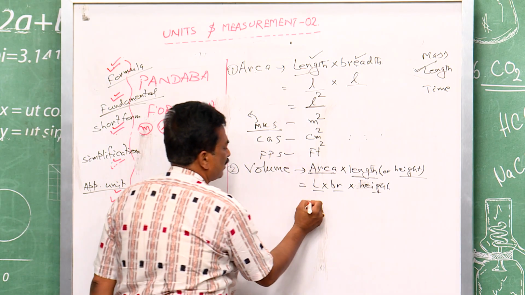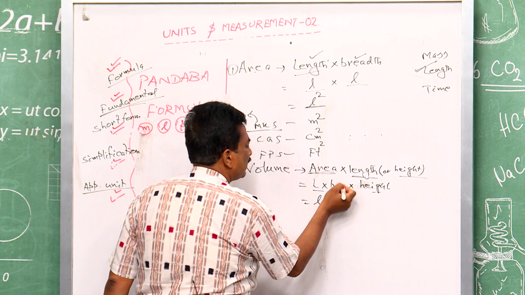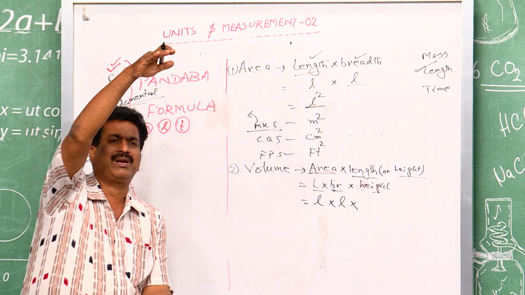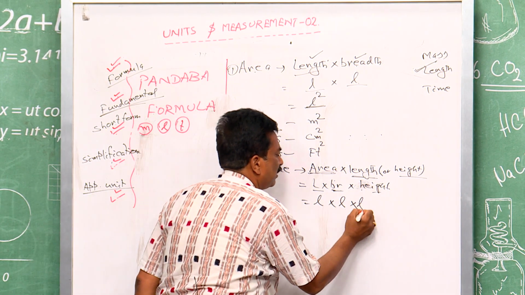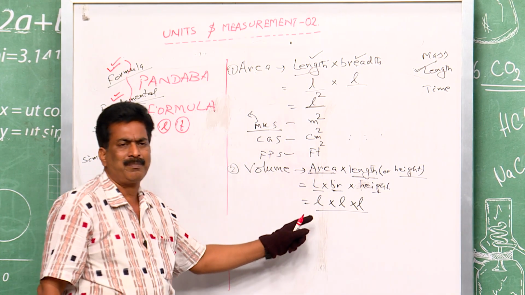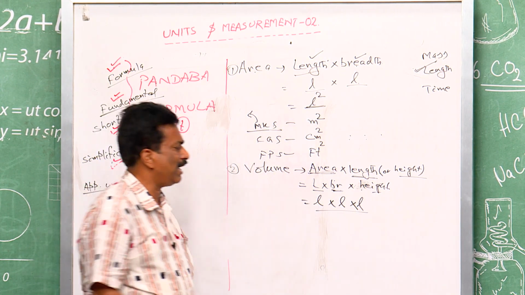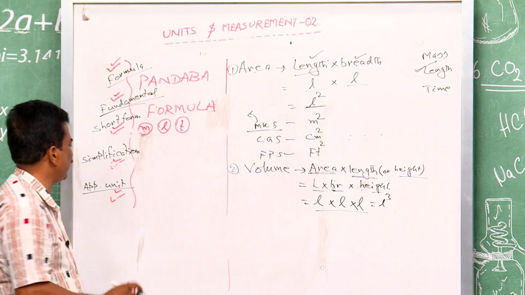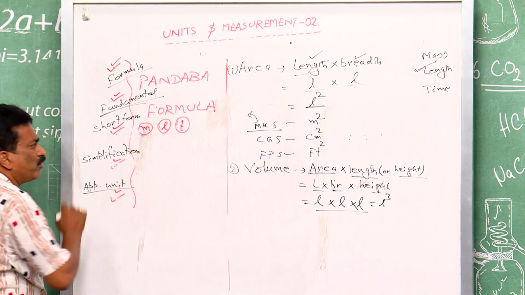So for the length, the short is L. For the breadth, this is also length, that is L. For the height is also one type of length, so this is also L. So what is the value of L into L into L? That is L cube. So it comes to its shortest form. Next you have to write the appropriate unit.